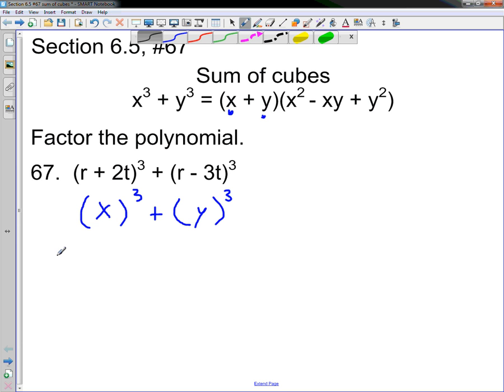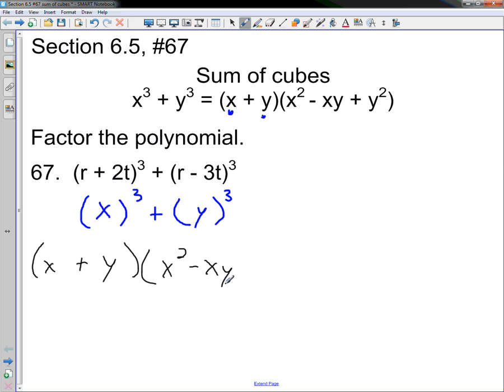So let's write out our formula. We have x plus y times x squared minus xy plus y squared. I identify that the x value is r plus 2t. It's what's inside. So everywhere I have an x in my formula, I'm going to drop in r plus 2t.